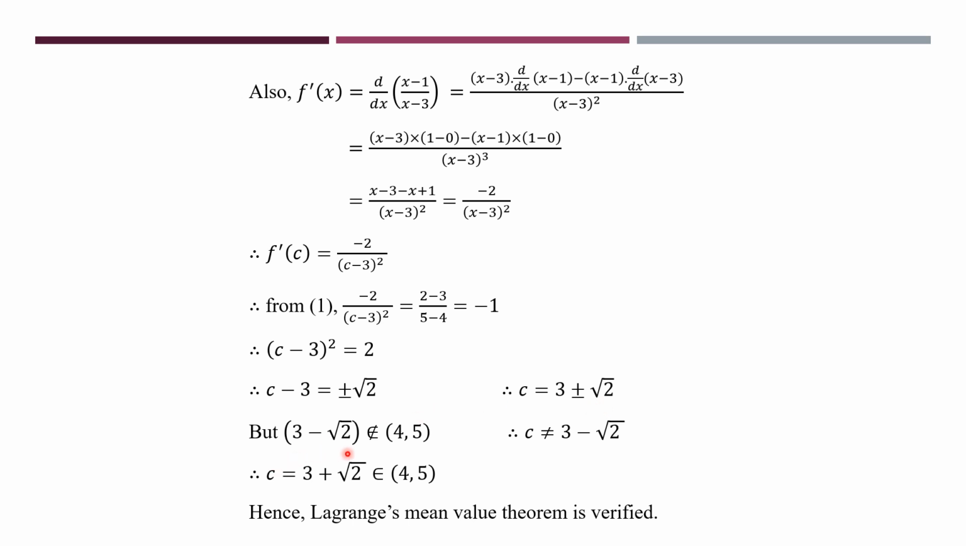Here 3 minus root 2 does not belong to the open interval 4, 5. Therefore c is not equal to 3 minus root 2. Hence c equal to 3 plus root 2 belongs to the open interval 4, 5. Hence Lagrange's mean value theorem is verified.